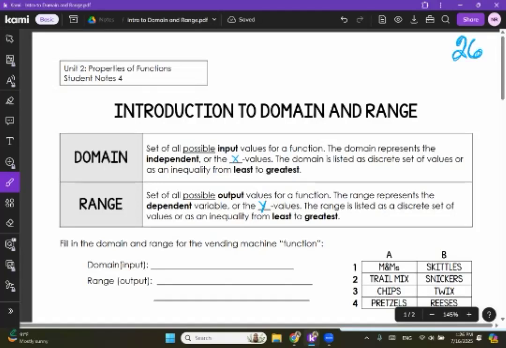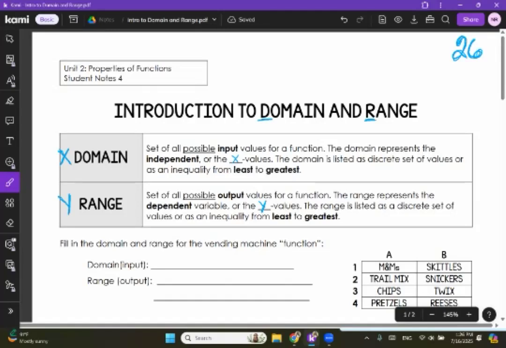Now, a lot of students always get mixed up. The hard part about domain and range is students get mixed up on which one goes with x, which one goes with y. So for domain, think about this. It's alphabetical order. D goes before R, just as X comes before Y. So domain is your X values, range describes your Y values.